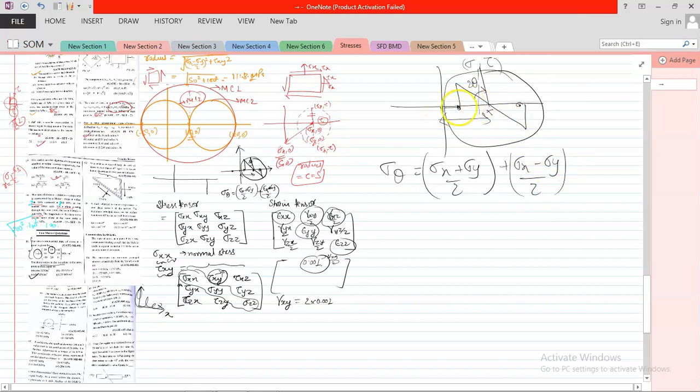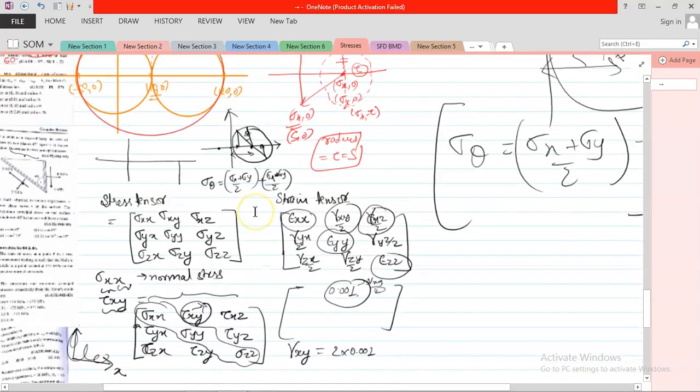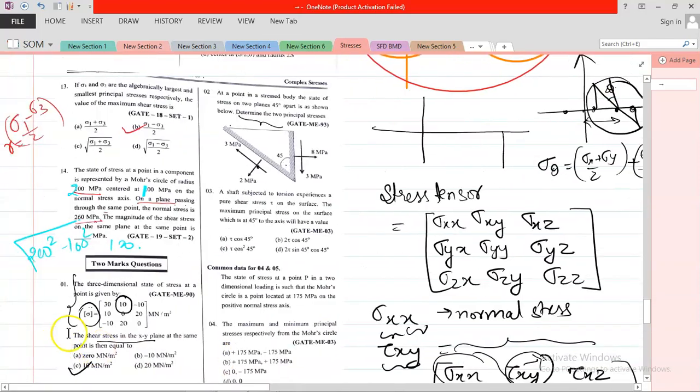into cos 2 theta minus tau xy sin 2 theta. So this is your standard formula. Use this formula. We can derive this from the Mohr circle, but I want you to remember this. Okay. Now this question is given.